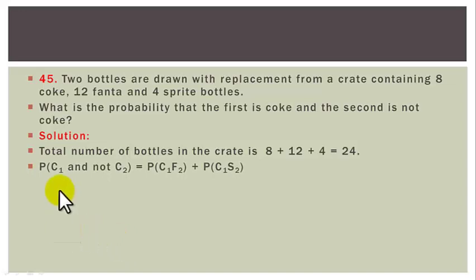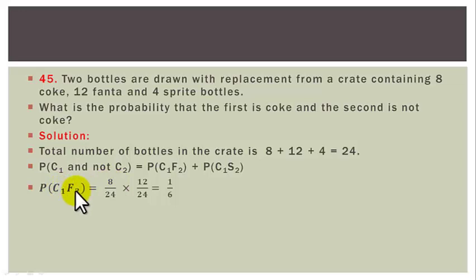Probability Coke in the first draw, that is C1 here represents Coke in the first draw and not Coke in the second draw, is equal to probability Coke in the first draw and Fanta in the second draw plus probability Coke in the first draw and Sprite in the second draw. That is, probability Coke in the first draw, Fanta in the second draw is equal to probability Coke in the first draw times probability Fanta in the second draw.